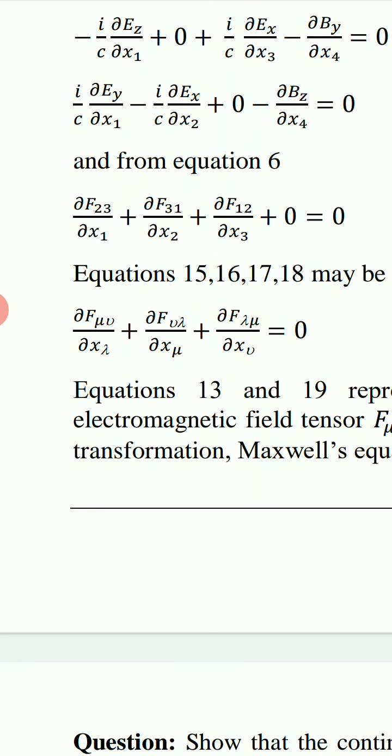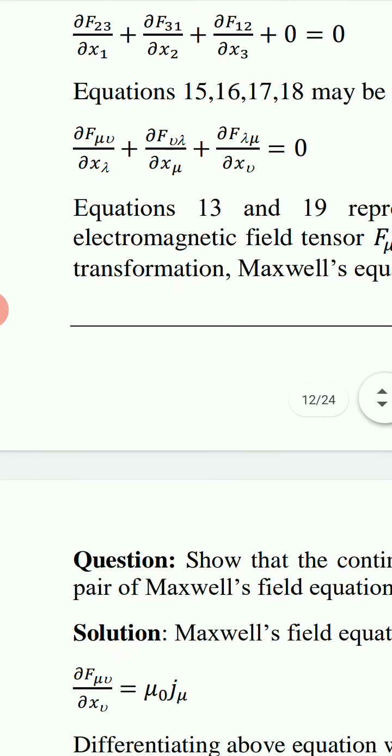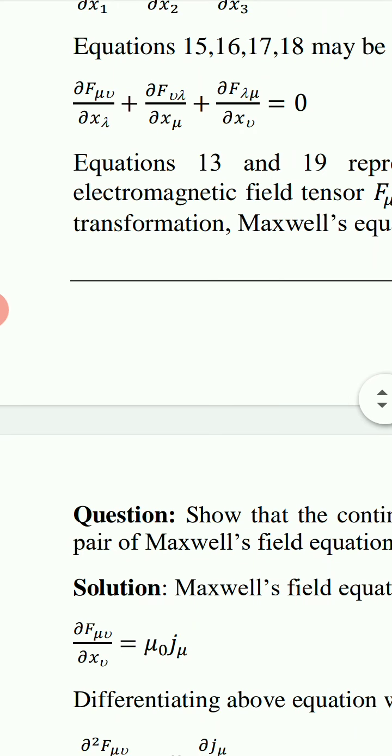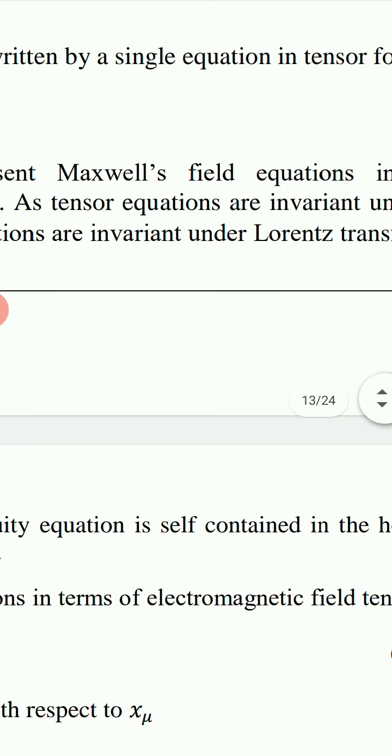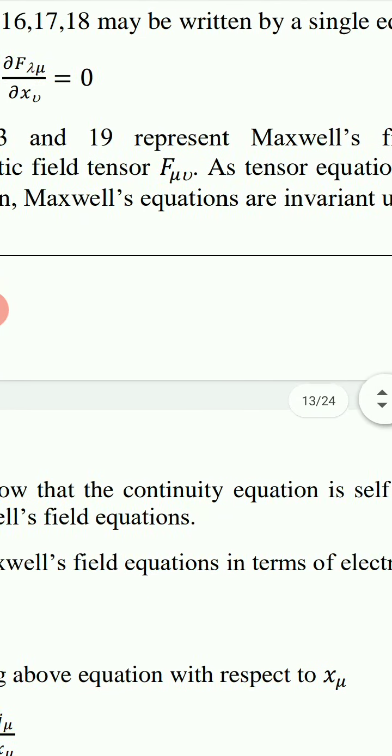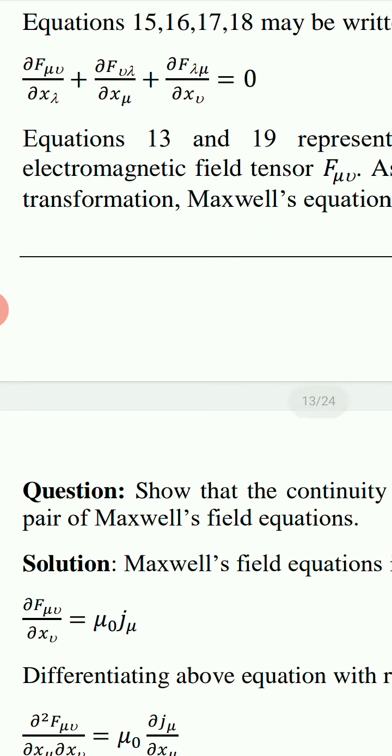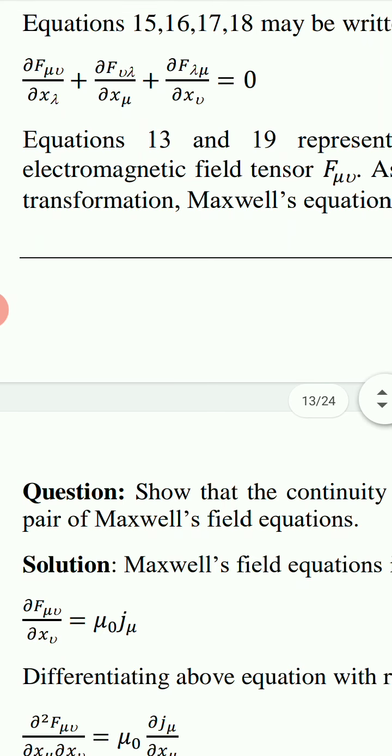These 4 equations can be combined by this single equation, which is delta F mu nu upon delta x lambda plus delta F nu lambda upon delta x mu plus delta F lambda mu upon delta x nu equal to 0. Equations 13 and 19 represent Maxwell's field equations in terms of the electromagnetic field tensor F mu nu.